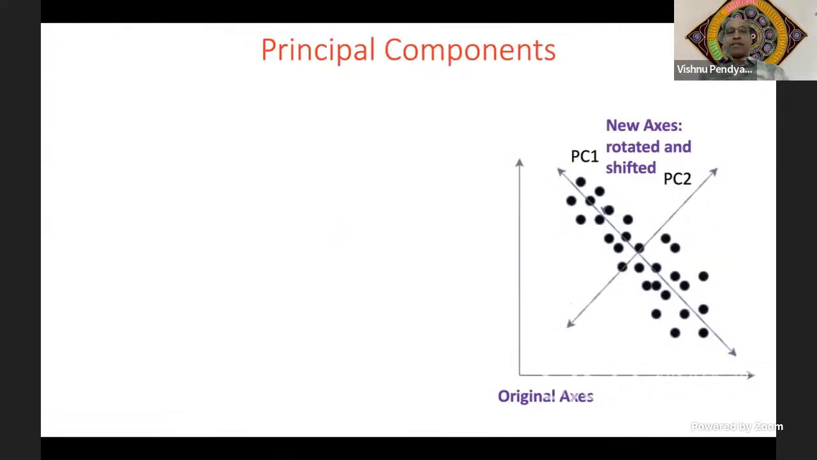Now, coming back to our principal components, how are we going to find the principal components? The idea is to come up with new directions, new axes from the original x and y axis. These new axes are both rotated and shifted. So the origin shifts from here to here, and the axes are also rotated.